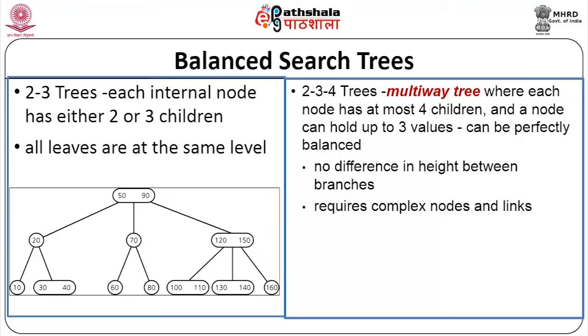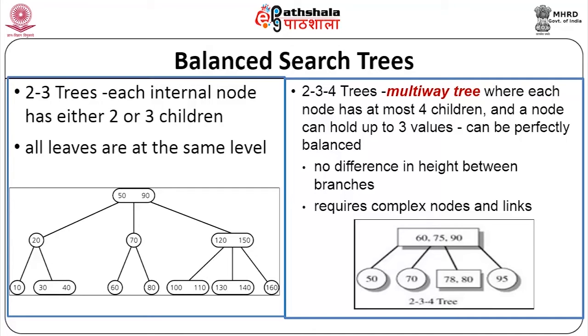It requires complex nodes and links, and that is one of the issues. This is an example of a 2-3-4 tree, where you can see the number of values a node holds is 3, and the maximum number of children it can have is 4. But we are not going to look at 2-3-4 trees now, only in the next module. Now we are going to look in more detail at 2-3 trees.